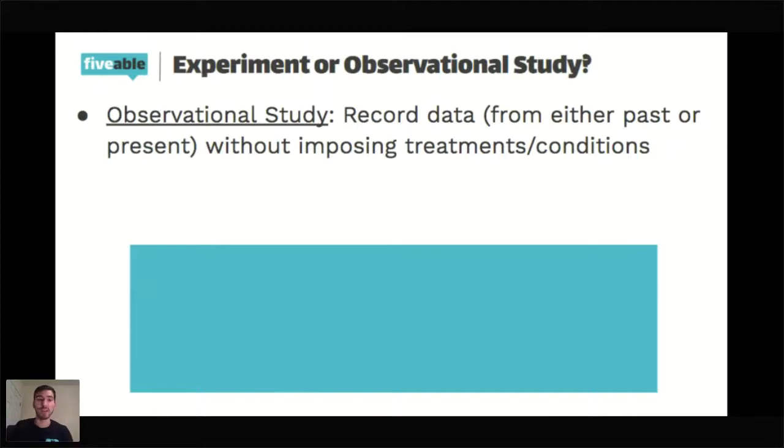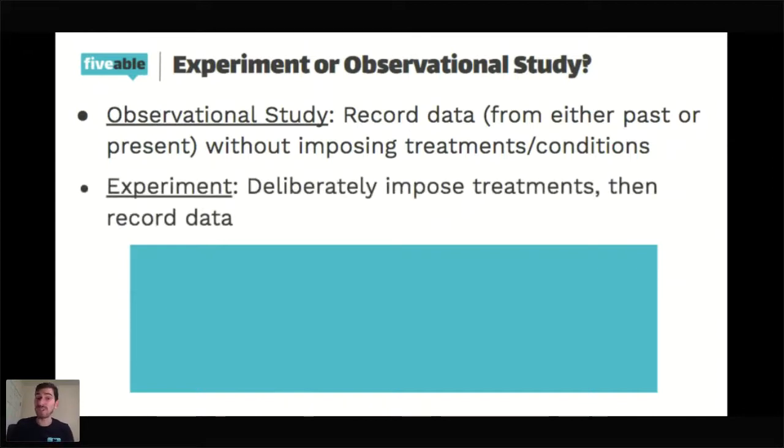We're not interfering at all. Whereas in an experiment, we are actually controlling stuff. So if you think about science experiments, you often have, okay, well, we're going to put 5 milliliters of this thing in this one, and 10 milliliters in that one, and 15 milliliters in that one, and you control what you're giving out. You're deliberately imposing different treatments and then recording data.